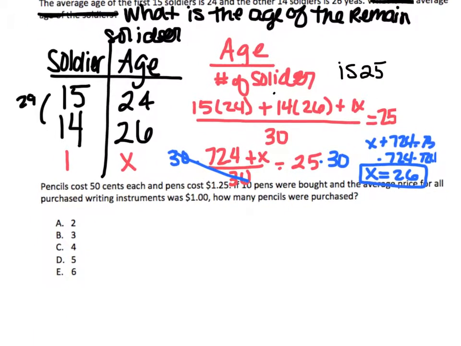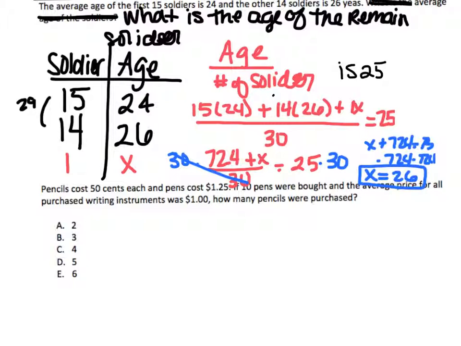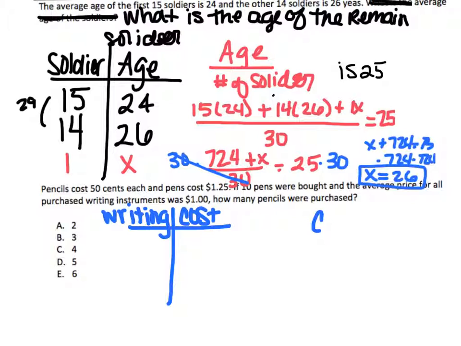Okay, last one. It says pencils cost 50 cents and each pen costs $1.25. If 10 pens were bought and the average price for everything purchased, all the writing instruments, pens and pencils, was $1, how many pencils were purchased? Okay, so I'm going to make another chart here. On one side I'm going to say writing instruments, pens or pencils, and on the other side it's going to be cost. Again we want cost per writing utensil.